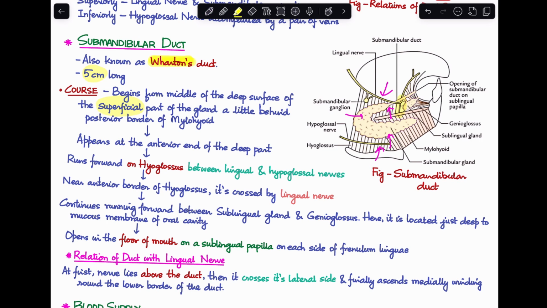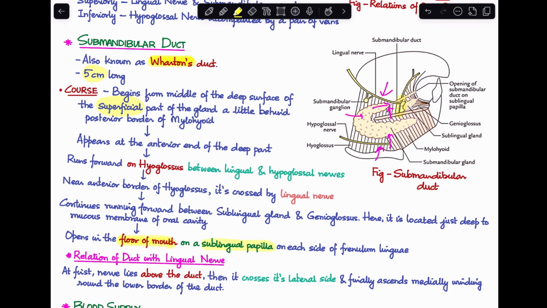Over here, it is crossed by the lingual nerve. You can see how the lingual nerve is looping around the submandibular duct over here. Then, as it is crossed by the lingual nerve, after that, it continues running forward between the sublingual gland and the genioglossus, and then it opens into the floor of the mouth on a sublingual papilla.